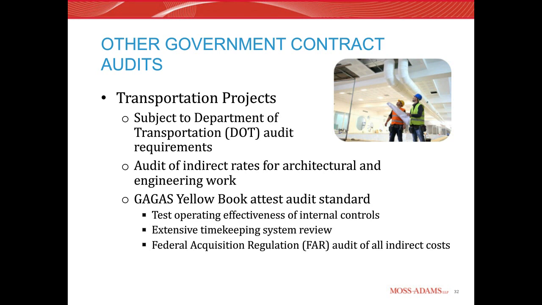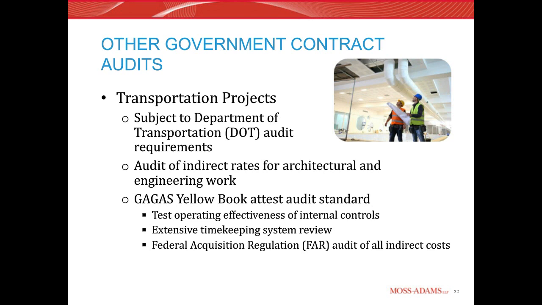Now I'll talk about a few of all the different types of contracts. I'm going to start off here with transportation projects. These can be at the local level, so it could be at a county level. Generally they're road building, bridge building. Often there are architectural and engineering work involved. So the DOT has set audit standards. This is sort of a hybrid. Even though you'll be getting money from the Washington State DOT or the Florida DOT or California DOT or LA County or something like that, the audit still has to be done according to the federal DOT requirements. And those require a very extensive audit.